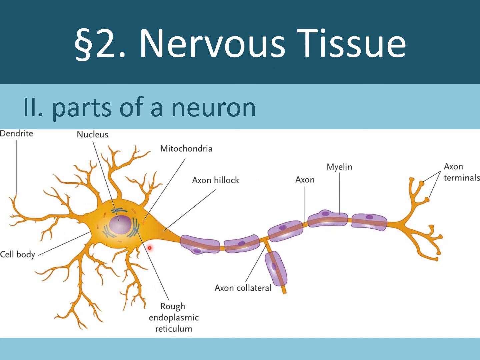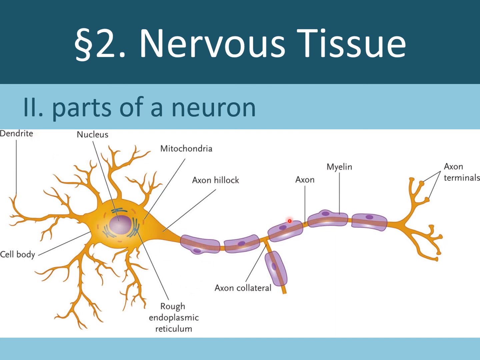This bigger, more voluminous part of the cell, which contains the nucleus and most of the organelles, is called the cell body or soma. Remember, the term soma means body. Coming from the cell body, you can see many different projections or processes. The shorter, more numerous processes are called dendrites. Dendrites are the projections that receive signals from other cells.